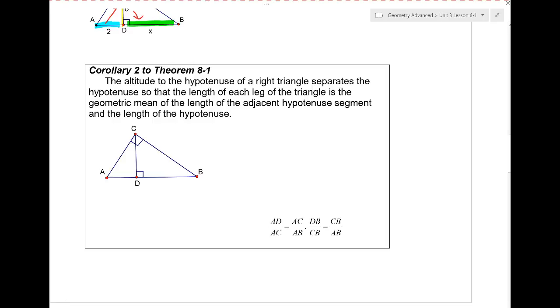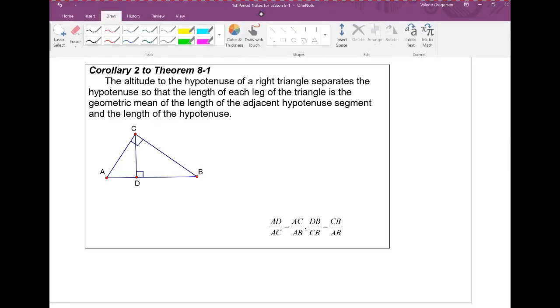All right, the altitude of the hypotenuse of a right triangle separates the hypotenuse so the length of each leg of the triangle is the geometric mean of the length of the adjacent hypotenuse segment and the length of the hypotenuse. Okay, now, everyone your brain just got hurt, correct? So I want you to look. Do you notice there's two sets of proportions here? All right, let's look at one at a time, all right?